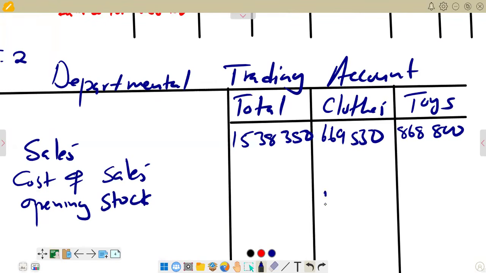So we are saying 185,000. In other toys, we have got 130,000. We add the two, we get the total, which is 185,000 plus 130,000. You are supposed to get 350,000. So you put 350,000. Then from there, we go to purchases.